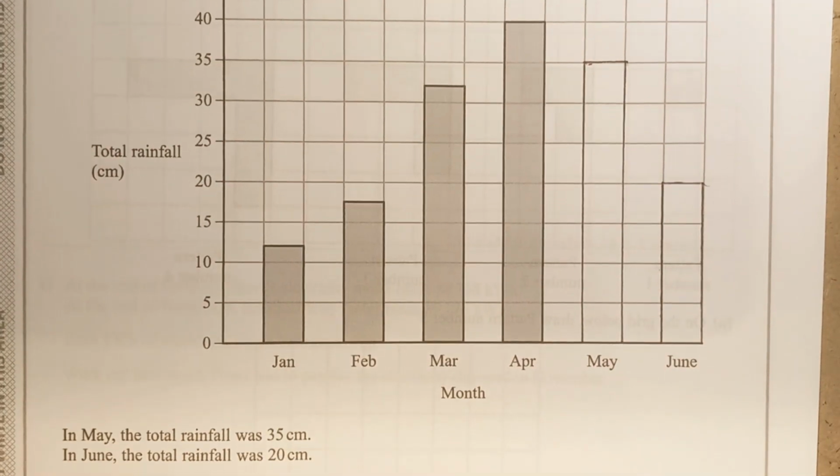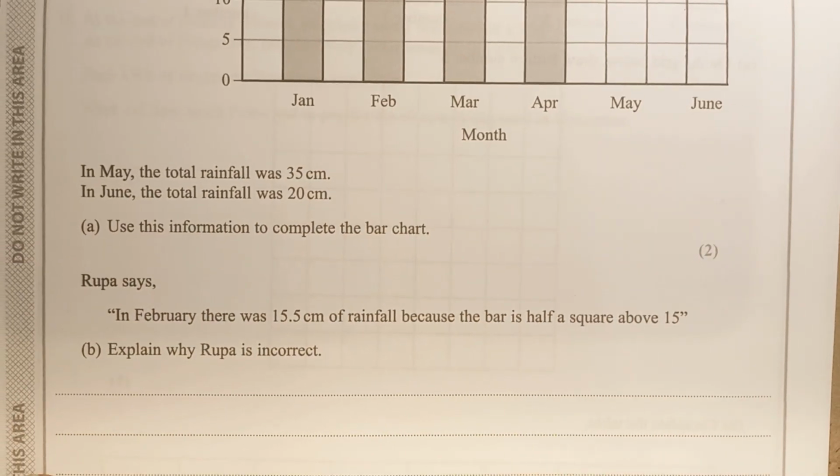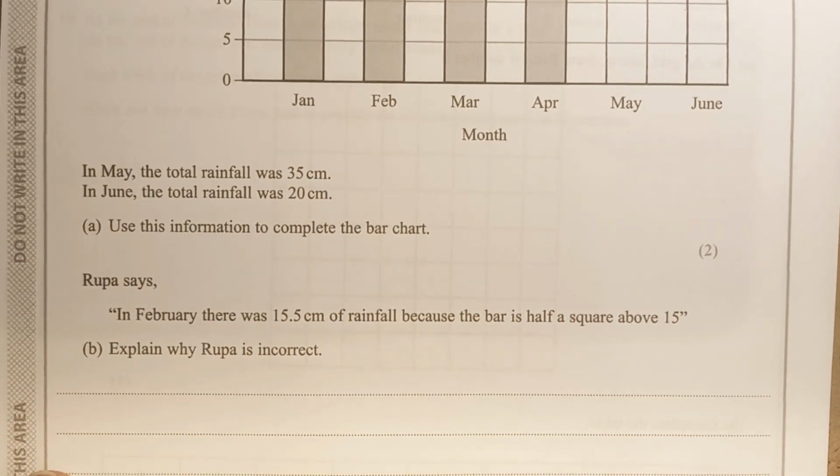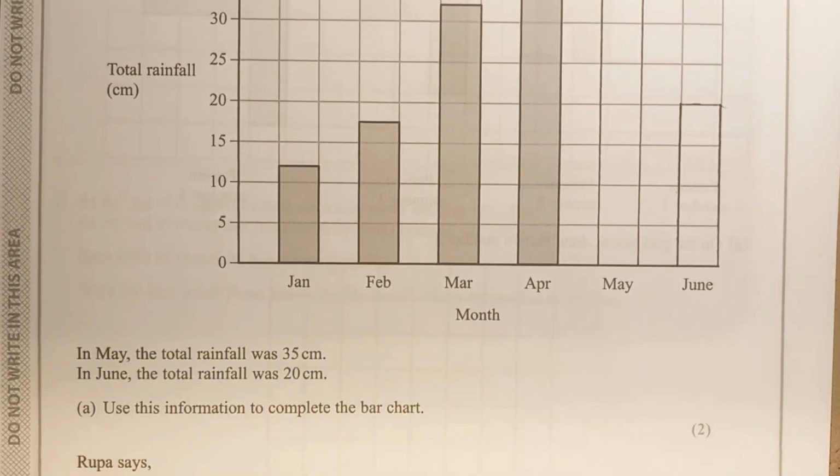That's the first part. Then Rupert says, in February there was 15.5 centimetres of rainfall because the bar is half a square above 15. Explain why Rupert is incorrect. So let's have a look at February.